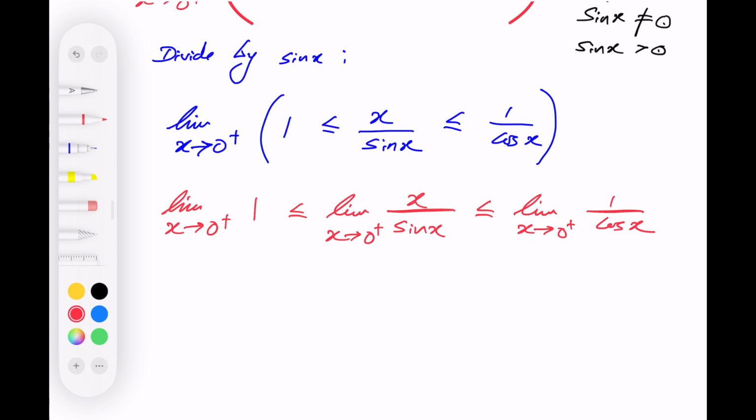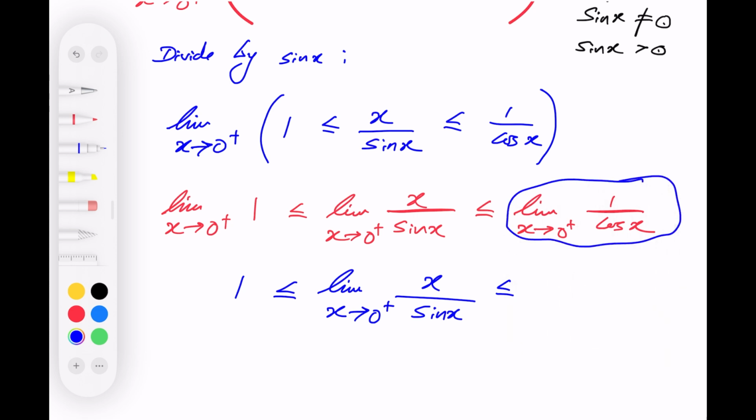Now we can quite easily evaluate these two limits on the two sides. When I evaluate those two limits, there is of course no x term in that first term, therefore it is just 1 less than or equal to limit as x approaches 0 from the right hand side x over sine x less than or equal to, how do you evaluate this limit? Limit x approaches 0 from the right hand side 1 over cosine x. We can directly substitute. We know that cosine 0 is equal to 1. Therefore that limit also becomes 1.